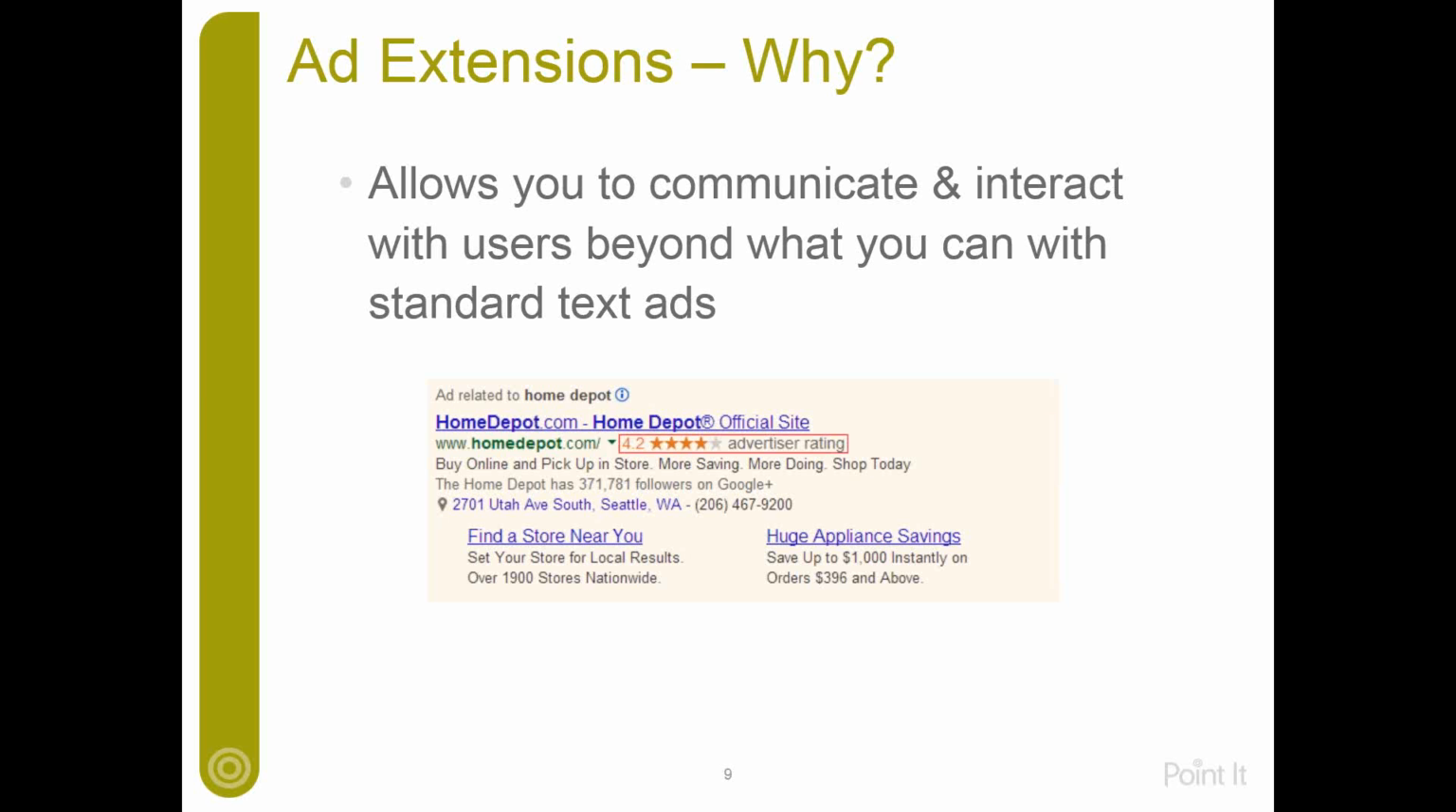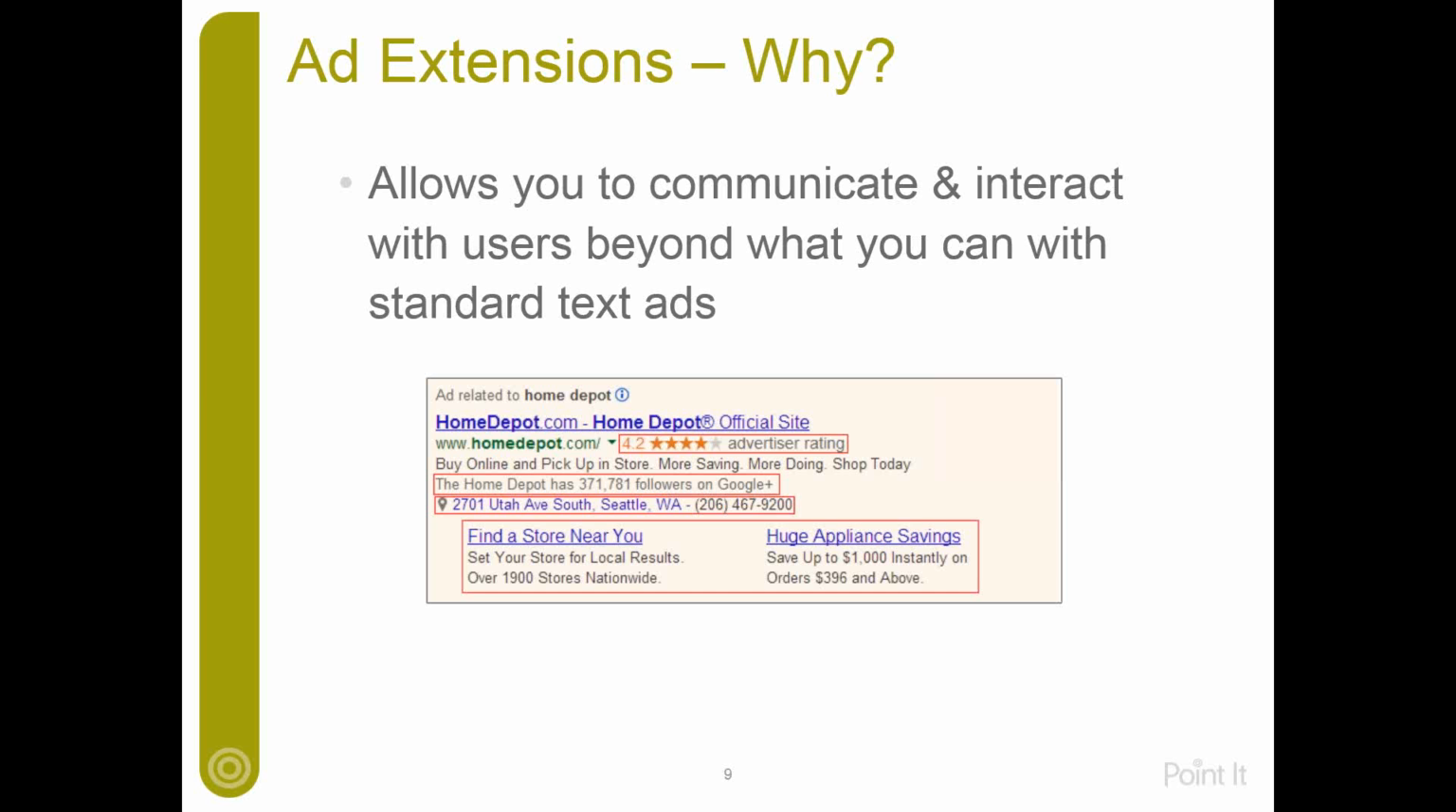Extensions also allow advertisers to communicate and interact with users beyond standard text ads by adding credibility and third-party feedback through reviews and ratings, highlighting popularity through social network information, providing multiple contact points, including a local phone number and address for the nearest brick-and-mortar location, and last but not least in this example, offering the users additional info and tools relevant to their query, including a store locator and topical information on an appliance sale.